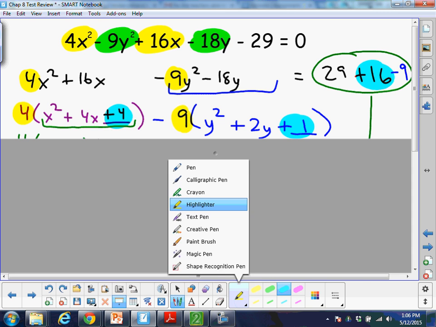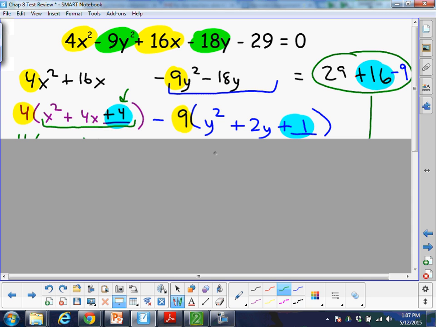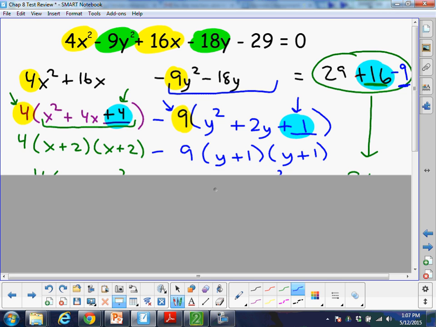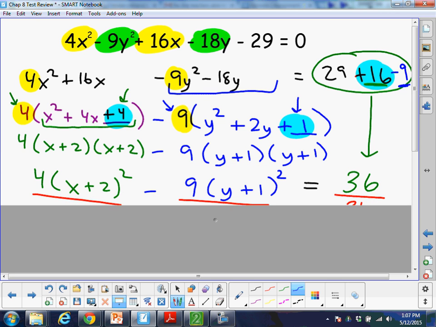Because again, that 4 was actually getting multiplied. I'm talking about this 4 was getting times by 4. So that's why this is a 16 being added. And likewise, that 1 was actually getting multiplied by a -9. So that's why I had to balance it with a -9 there. Okay, then each thing can be factored because they're both perfect squares now. We can get closer to our vertex form.